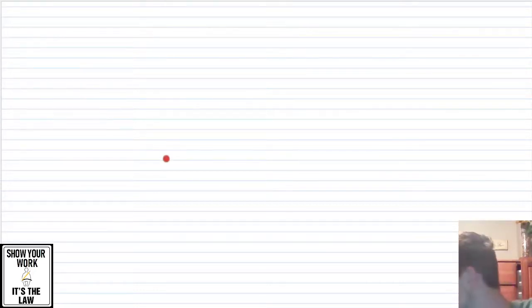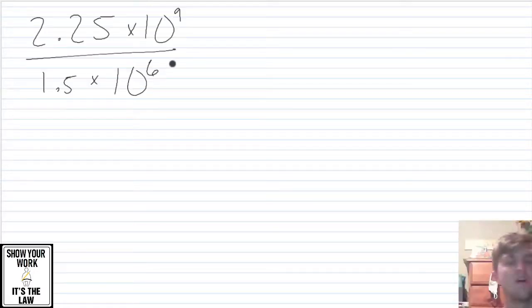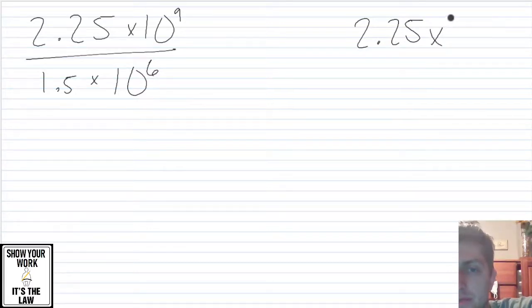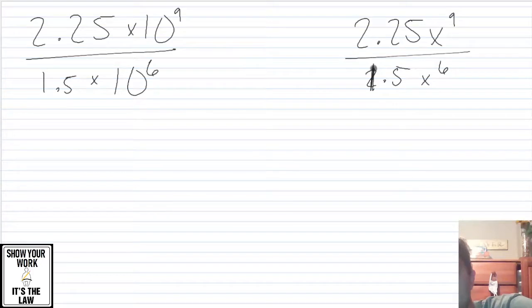Let's take another example. Let's say we have this right here. So if we were to do it the long way, once again, we would have to move the decimal 9 times here and 6 times here, and then try to divide all that together. But let's use a similar example comparing it to variables. So we have 2.25 x to the 9 divided by 1.5 x to the 6, and like we learned in a previous lesson, when we divide, we subtract exponents here. So that 9 becomes a 3, that goes away because 9 minus 6 is 3.